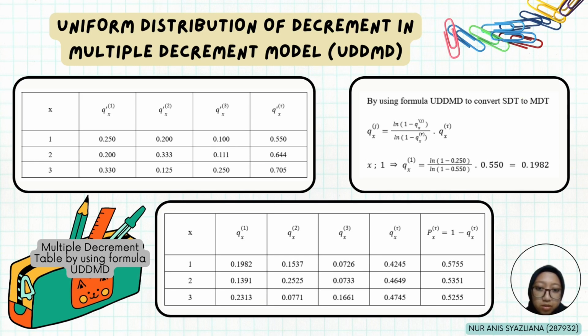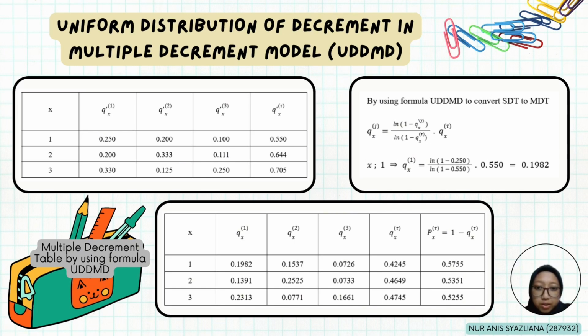So when we are done calculating all of these values, we can create a table that contains X, QX1 which is for cause 1, QX2 for cause 2, QX3 for cause 3, and QX tau, the summation of all of the causes, and PX tau is 1 minus the decrement probability.